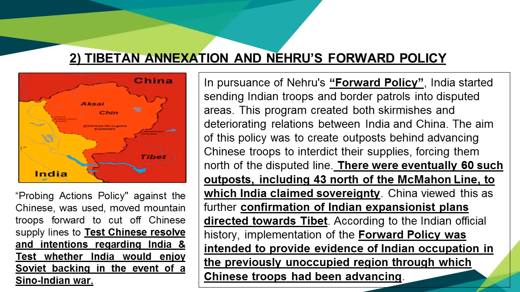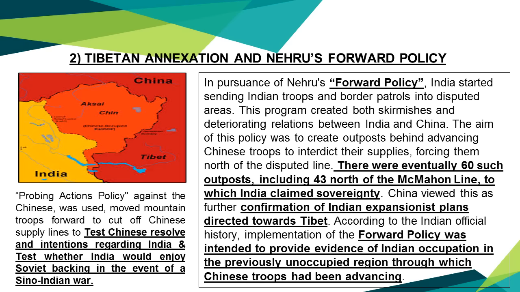China viewed this as further confirmation of India's expansion plan directed towards Tibet. India followed a policy known as the probing action policy against the Chinese, in which it moved mountain troops forward to cut off Chinese supply lines to do two things: to test Chinese resolve and intention regarding India, and to test whether India would enjoy Soviet backing in the event of a Sino-India war.